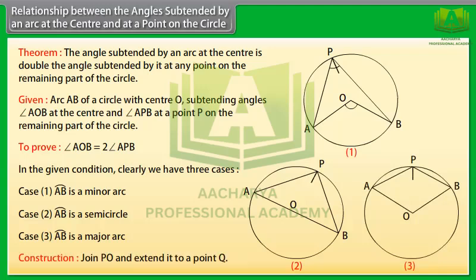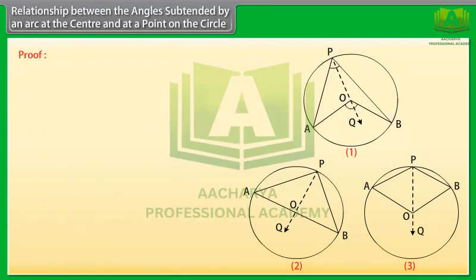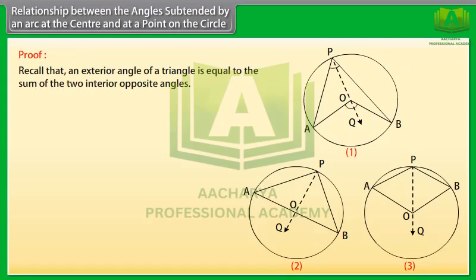Construction. Join PO and extend it to a point Q. Proof. Recall that an exterior angle of a triangle is equal to the sum of the two interior opposite angles.